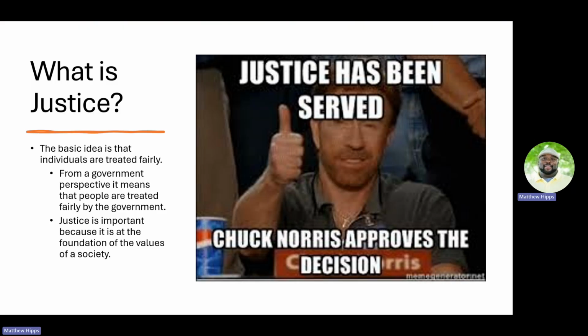Establishing justice. Justice is just the basic idea that people are treated fairly. From a government perspective, that means that people are treated fairly by the government. Justice is critical because it's not just about punishment, it's a complex ideal about what people are owed, how the society should function, and ensures that everybody has a chance to be successful. Justice often requires big, high level change that goes beyond simple legal actions and really asks us to explore, what do people deserve in a society?